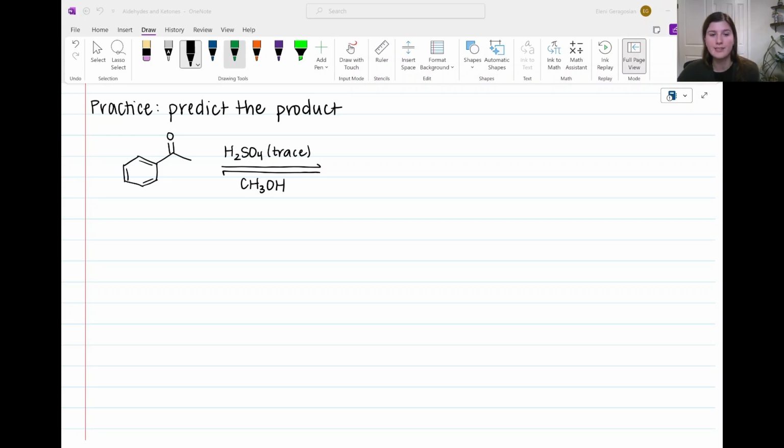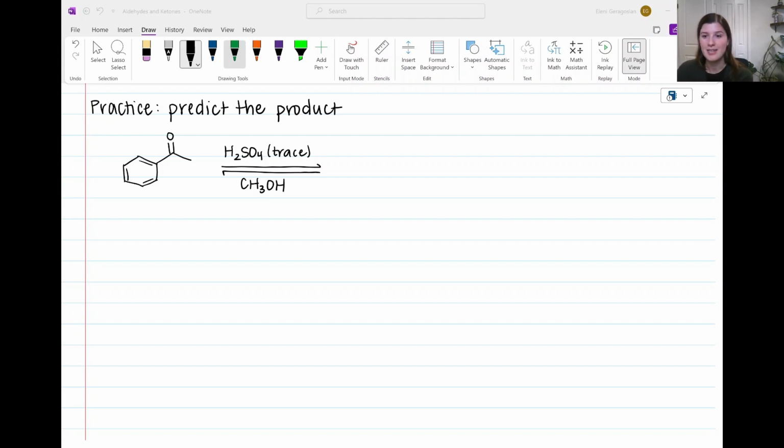Let's do some practice problems with acetals and ketals. And then we'll talk about an important use of acetals and ketals in industry and in the chemistry field in general. So first, doing some practice, we're starting with acetophenone. We have trace amounts of H2SO4. We know that's a strong acid. And we have methanol as our solvent.